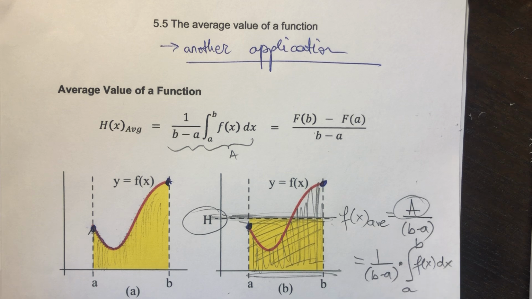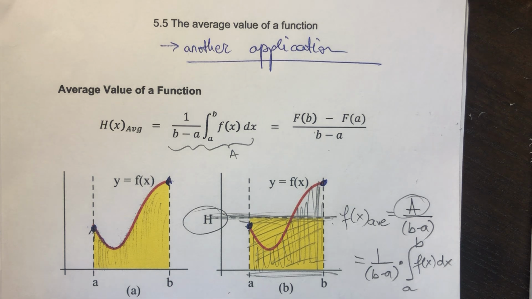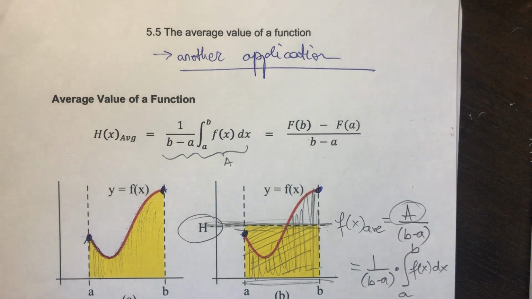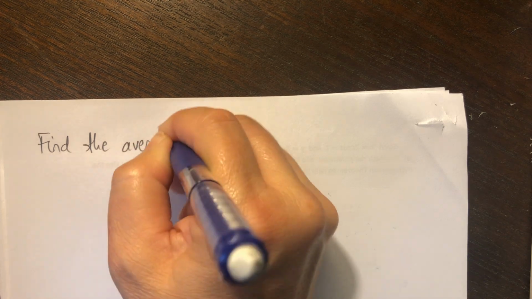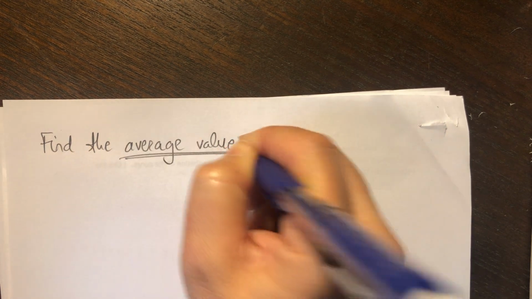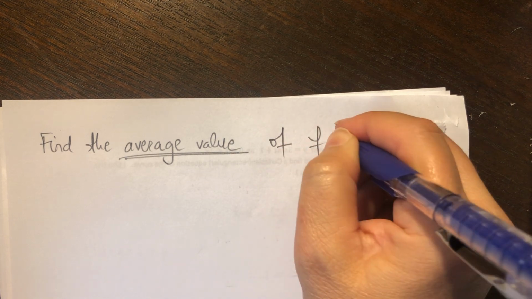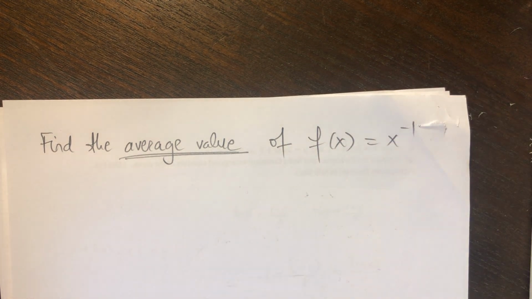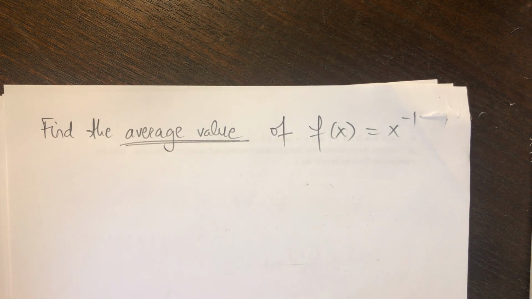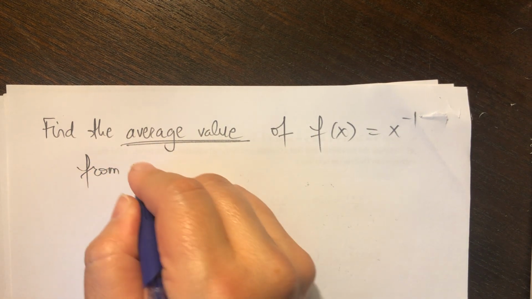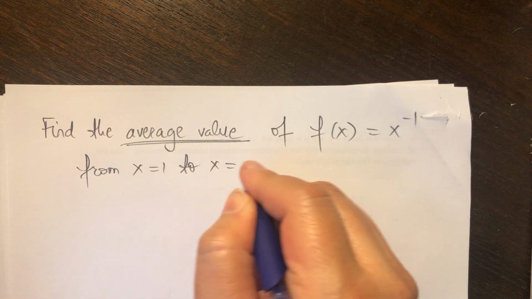Okay, all right. So I didn't make more notes for this, simply because I'm just going to write it down. Sometimes it's easiest to just evaluate instead of writing too much. So I'm just going to write the problem down. What are we doing in this section? Finding the average value of some function. Let's take the function to be f of x is x to the negative 1, from x equals 1 to x equals 5.